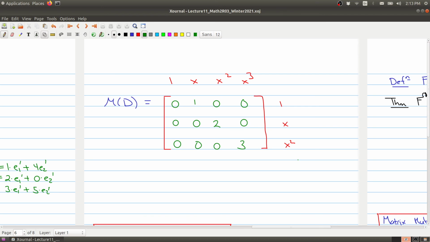So hopefully these two examples help, and now we'll talk a little bit more about these matrices in the next part.